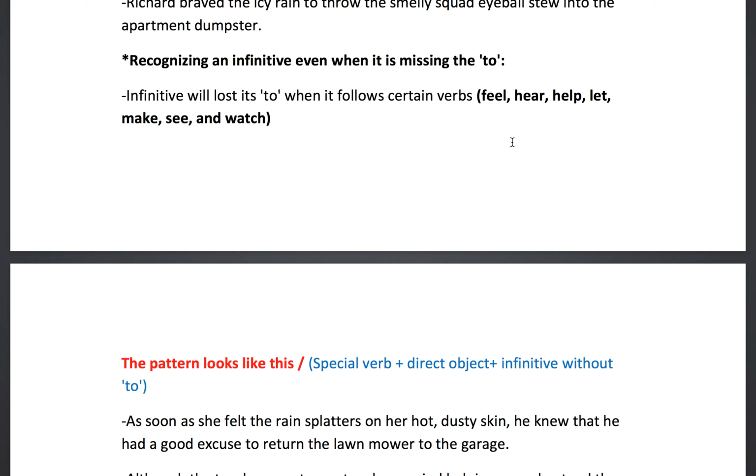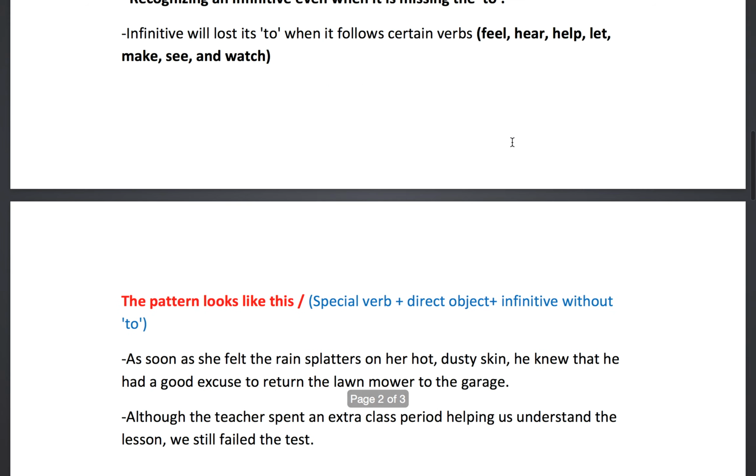For example, an infinitive will lose its to when it follows certain verbs. We have some verbs that you can memorize or just recall, like feel, hear, help, let, make, see, and watch. After these verbs, you can just omit or delete the to with the infinitive. You can just write the verb.